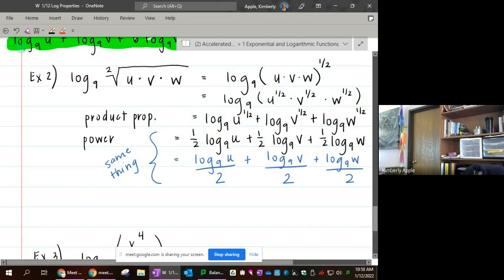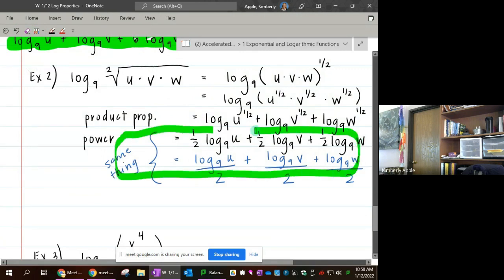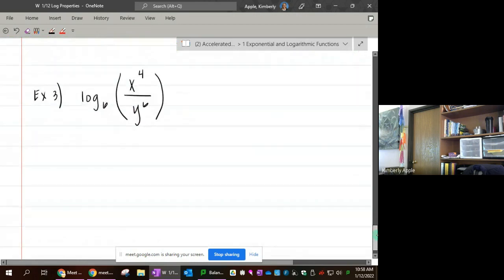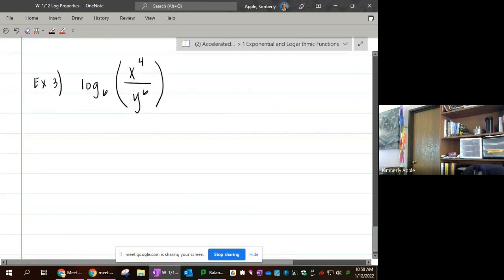All right, so either answer is acceptable. These are the same thing, but you need to be familiar with both. Fair enough? I think I got one more example left. Here it comes. All right.